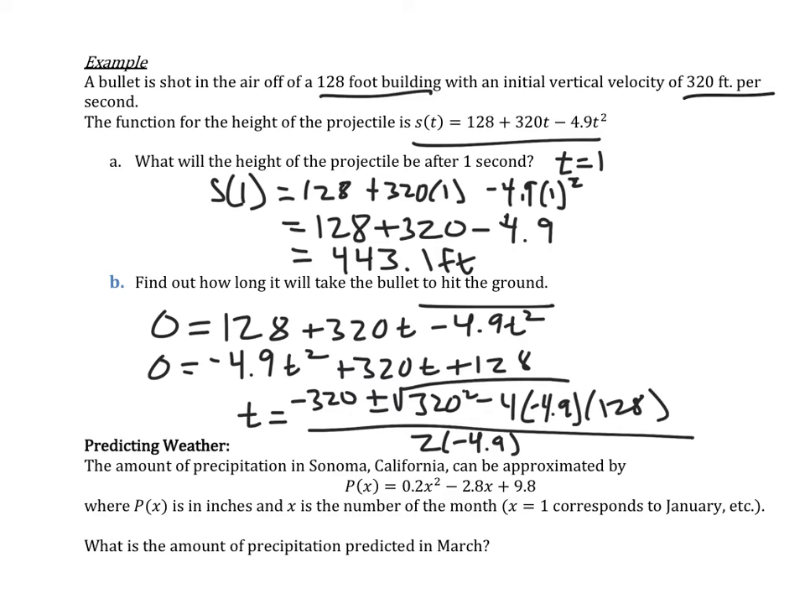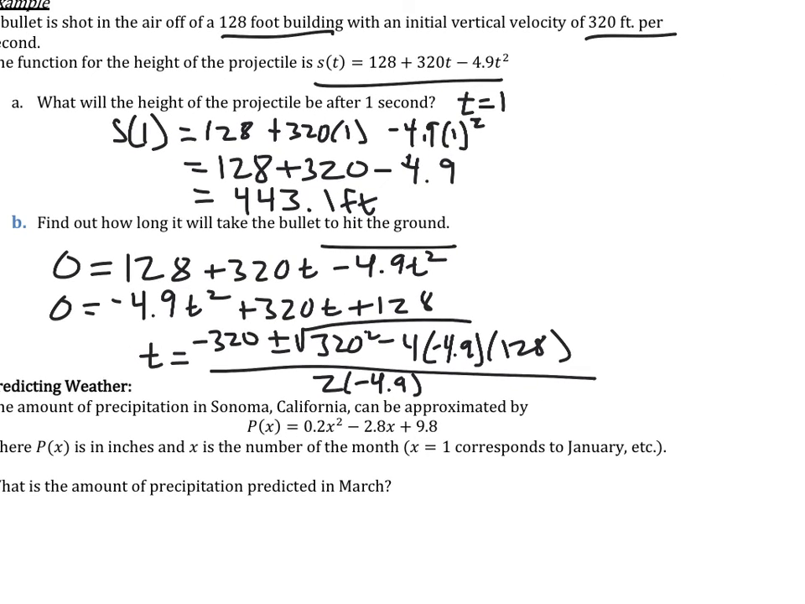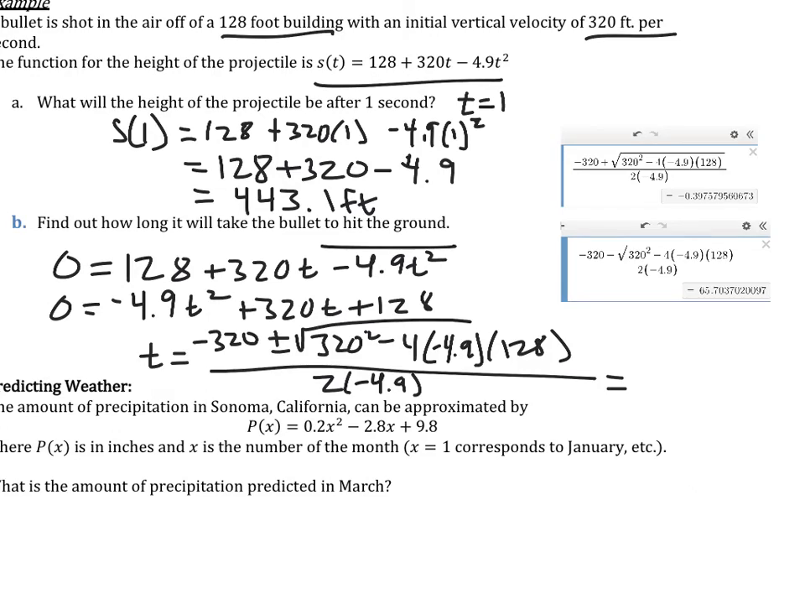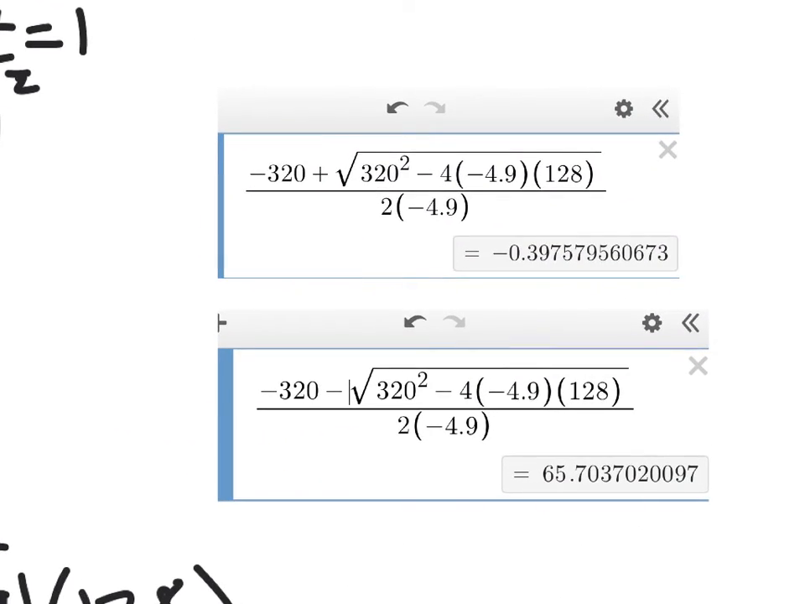And we'll just go to our calculator and type this in carefully. Now, which one should we use, the plus or the minus? Well, you're going to have to kind of try both. So here I've plugged them both into Desmos separately. You got to be real careful with these negatives. Watch out for those negatives and things like that. The plus version gives us a negative 0.39, and the minus version gives us 65.7.